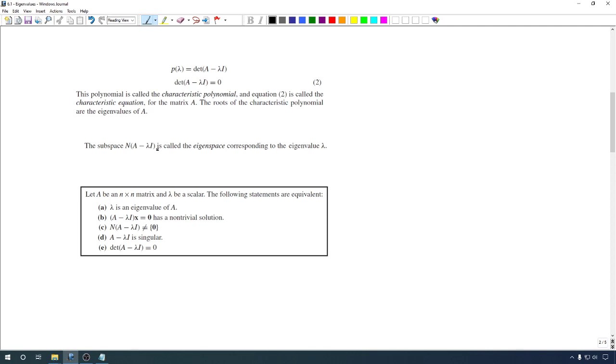The subspace, the null space of this A minus lambda I, because it consists of all the eigenvectors corresponding to the eigenvalue lambda, assuming that lambda is an eigenvalue, that this is not just the 0 vector, we're going to call that the eigenspace corresponding to lambda.